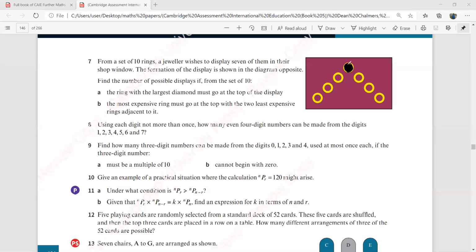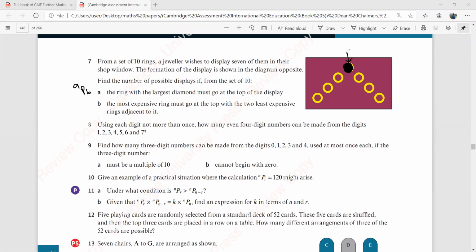This is one ring with the largest diamond, so we have kept this at the top. Now we have to think about how to arrange the remaining 6. So what would be the answer to part A? 9P6. There were 10 rings, one has been fixed here, so for the remaining 6 it is going to be 9P6.